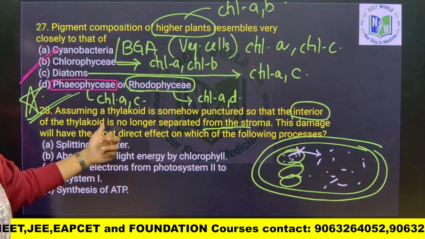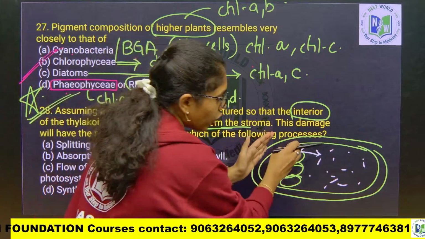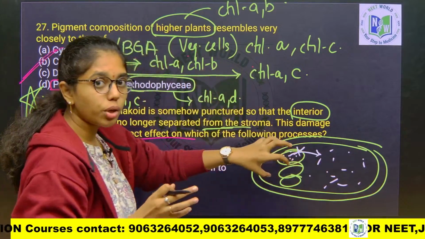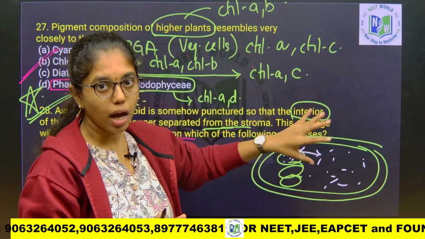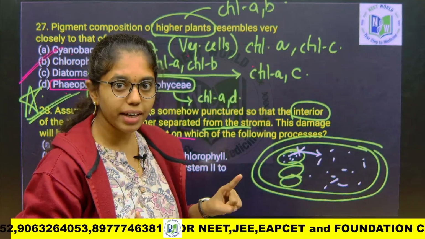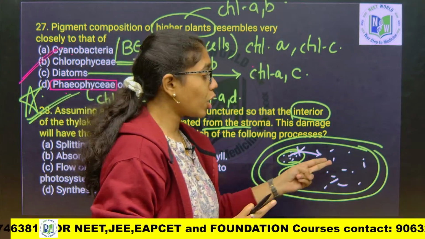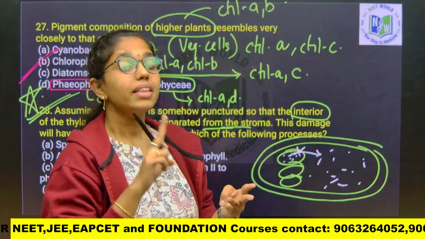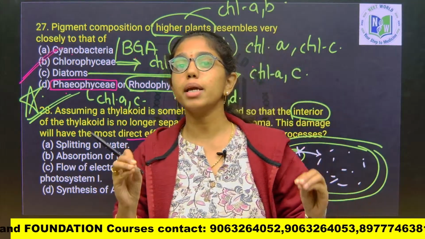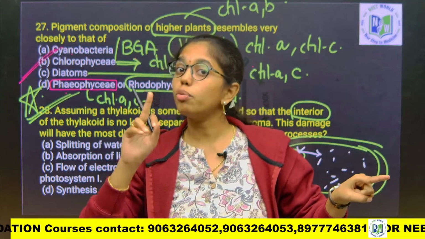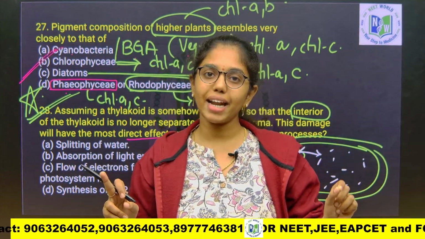This damage will have the most direct effect on which of the following processes? Just imagine the thylakoid membrane got punctured, and all the constituents present in the thylakoid membrane and lumen are dissolved into the stroma. There will be no effect on the absorption of light because photosystems are present. There will not be any effect on photolysis of water because water molecules will be present, but there will be an effect on ATP synthesis because there will not be any proton gradient between the thylakoid lumen and stroma. As there is no proton gradient, there will not be ATP synthesis.